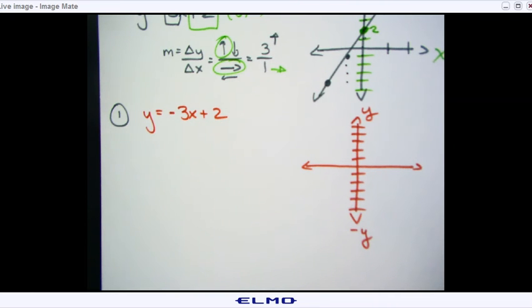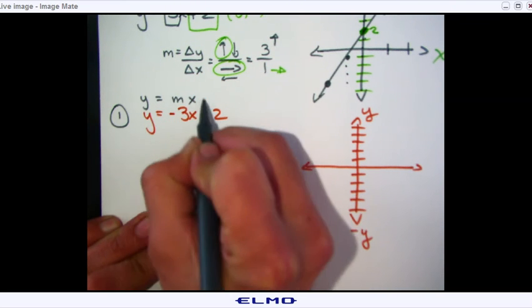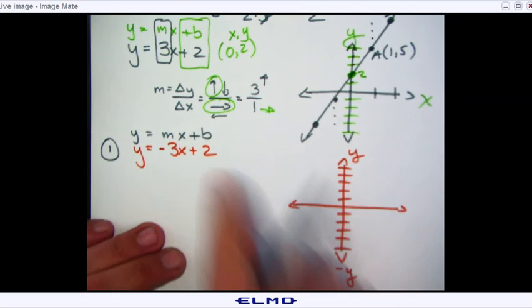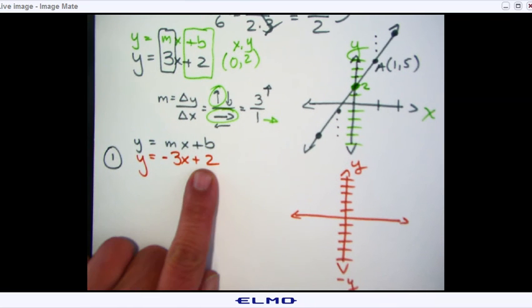So what's the first thing you have to do to determine if the equation is a line? Yes, y equals mx plus b. Let's go ahead and write it. All right, you got it? So you see how it's the same? It's the same, right? So far, so good.